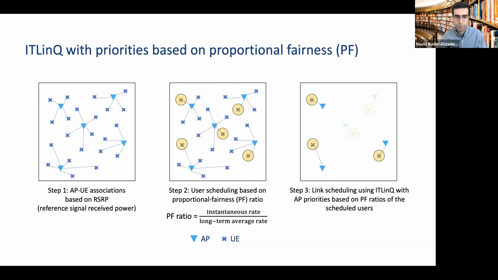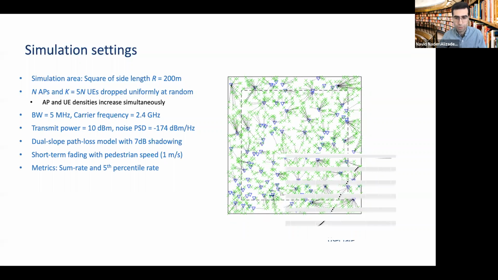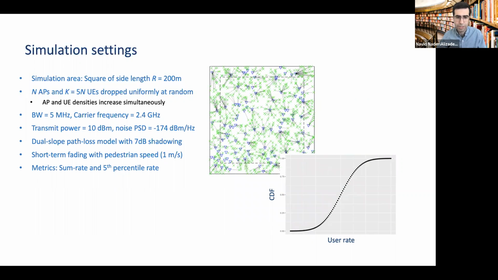So to show how it performs, just a quick set of results. We consider a set of access points denoted by n, and then we assume that on average we have 5 users per access point, but the user pools are not going to be partitioned exactly uniformly across the APs. That's fine. Some other parameters I'm not going to go through, but the metrics that we're looking at are twofold.